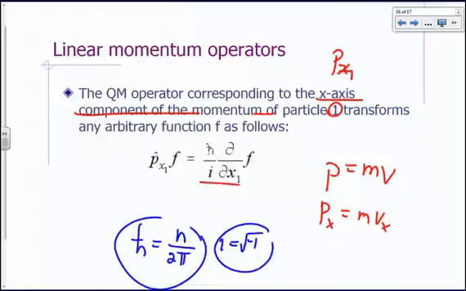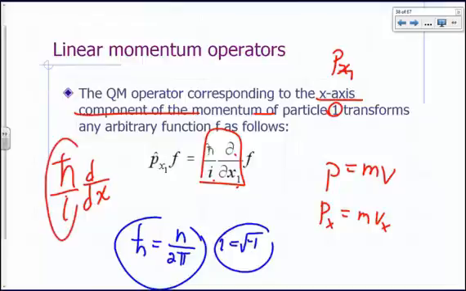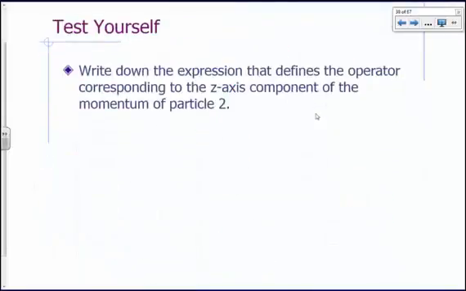That's something you have to memorize: h bar over i times the derivative with respect to the coordinate. So h bar over i times the derivative with respect to whatever component, x, y, z, or whatever. One memory aid I use to remember that is "hider": h bar over i, derivative.